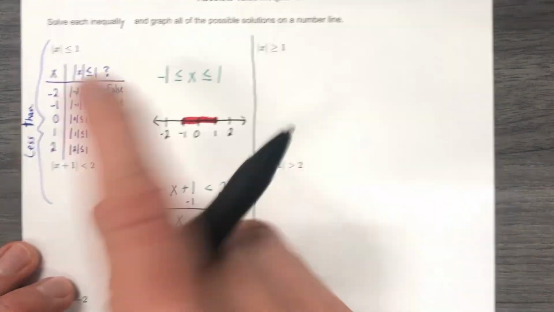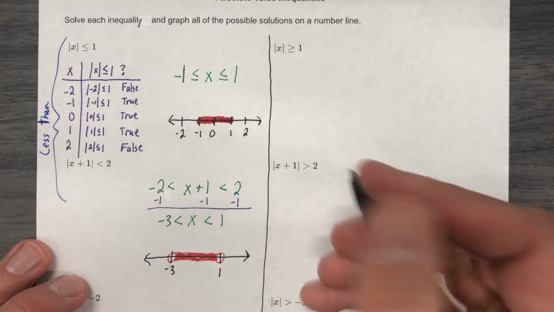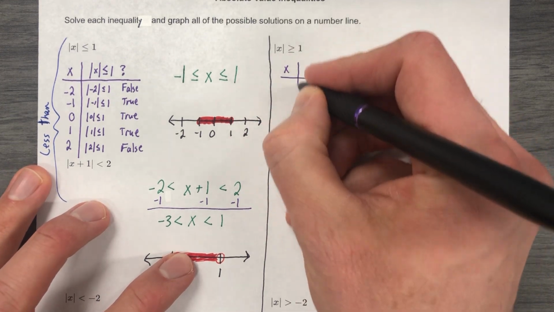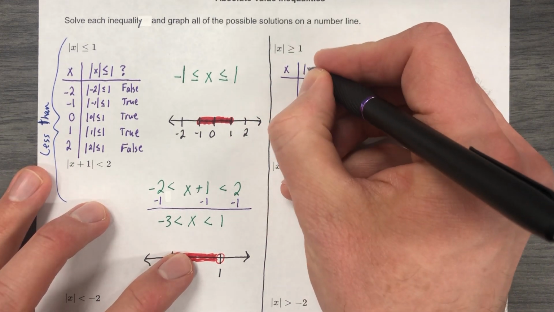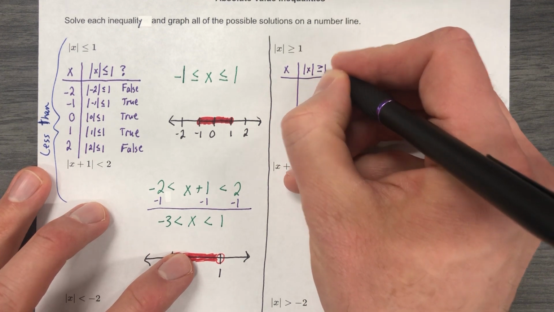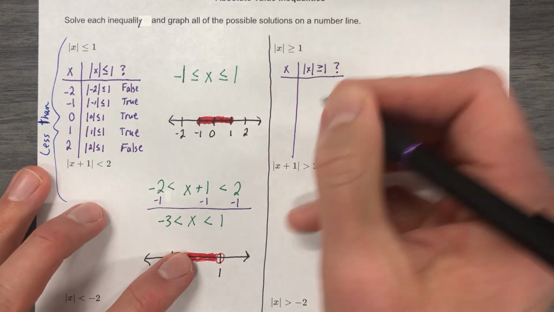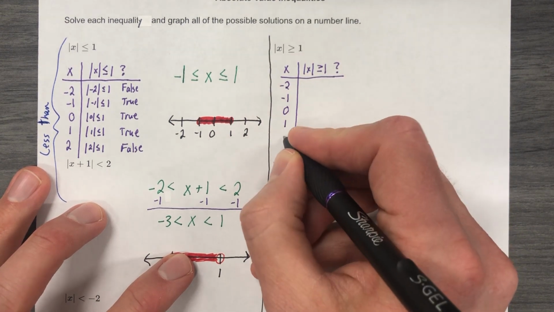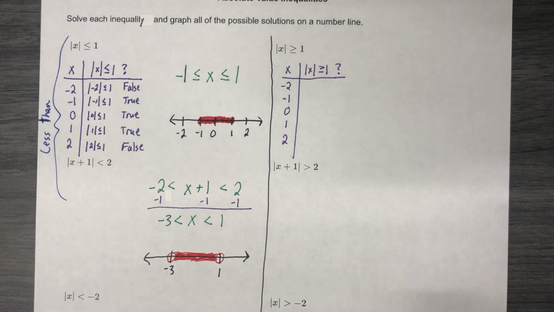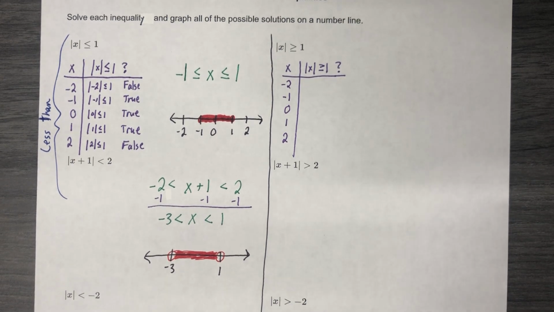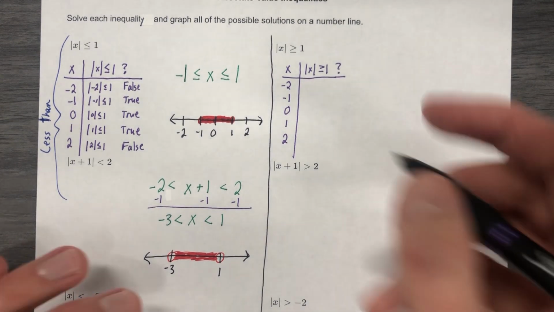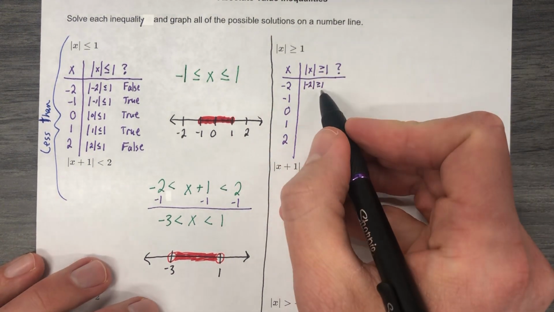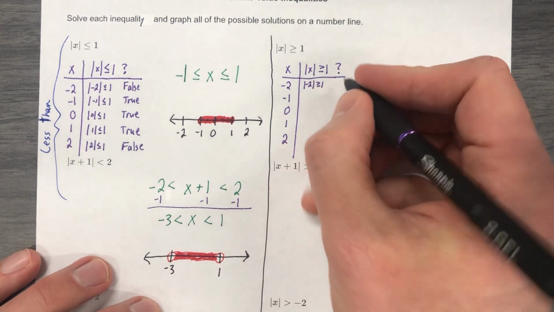This next one looks exactly the same, but it's quite different. So absolute value of x is greater than or equal to 1. Is that true or false? We're going to use the same numbers, negative 2, negative 1, 0, 1, 2, and we're going to plug those in. I probably should have spaced them out a little more because I've got a lot of writing to do. So the absolute value of negative 2 is greater than or equal to 1. Is that true or false? Well, that would be 2 is greater than 1, so that would be true.